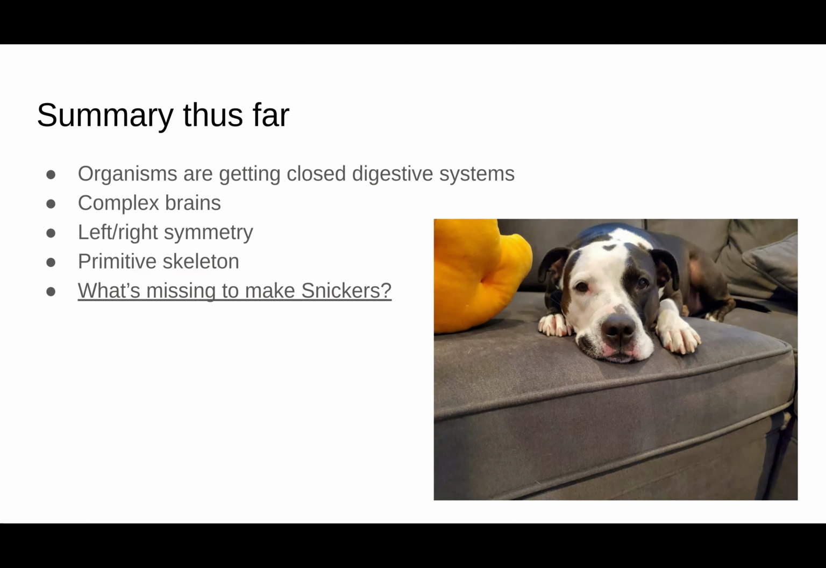I guess the question is, of all the evolutionary adaptations we have talked about, what is missing to make a dog? So if we're going to try to make my dog, Snickers, what are we missing? What evolutionary thing have we not evolved? So if you have any thoughts on this, jump in the chat. Tell me what you think. What things are we missing to make Snickers? And there's no right or wrong answers here. There's lots of things we haven't talked about to make a dog, to make an animal, to make a vertebrate.